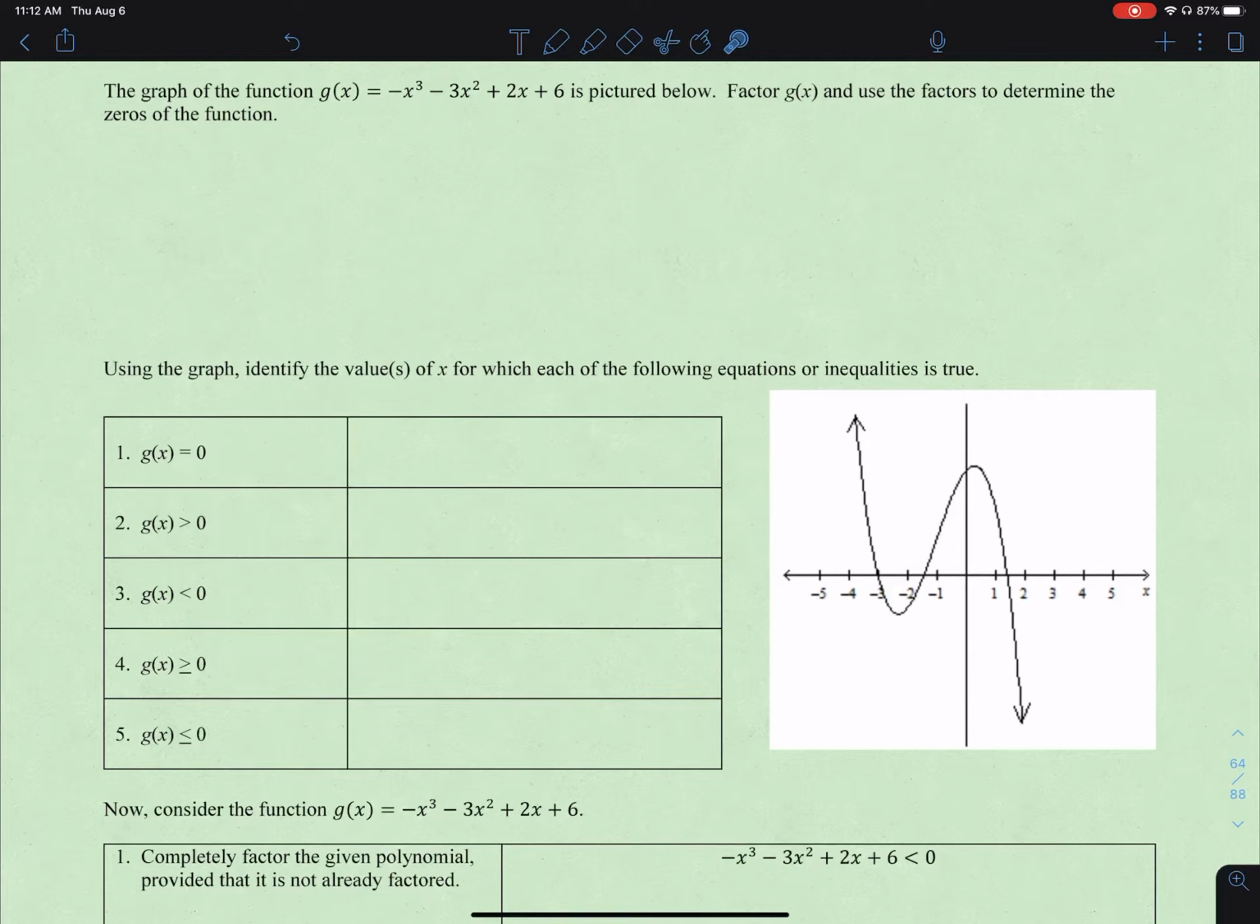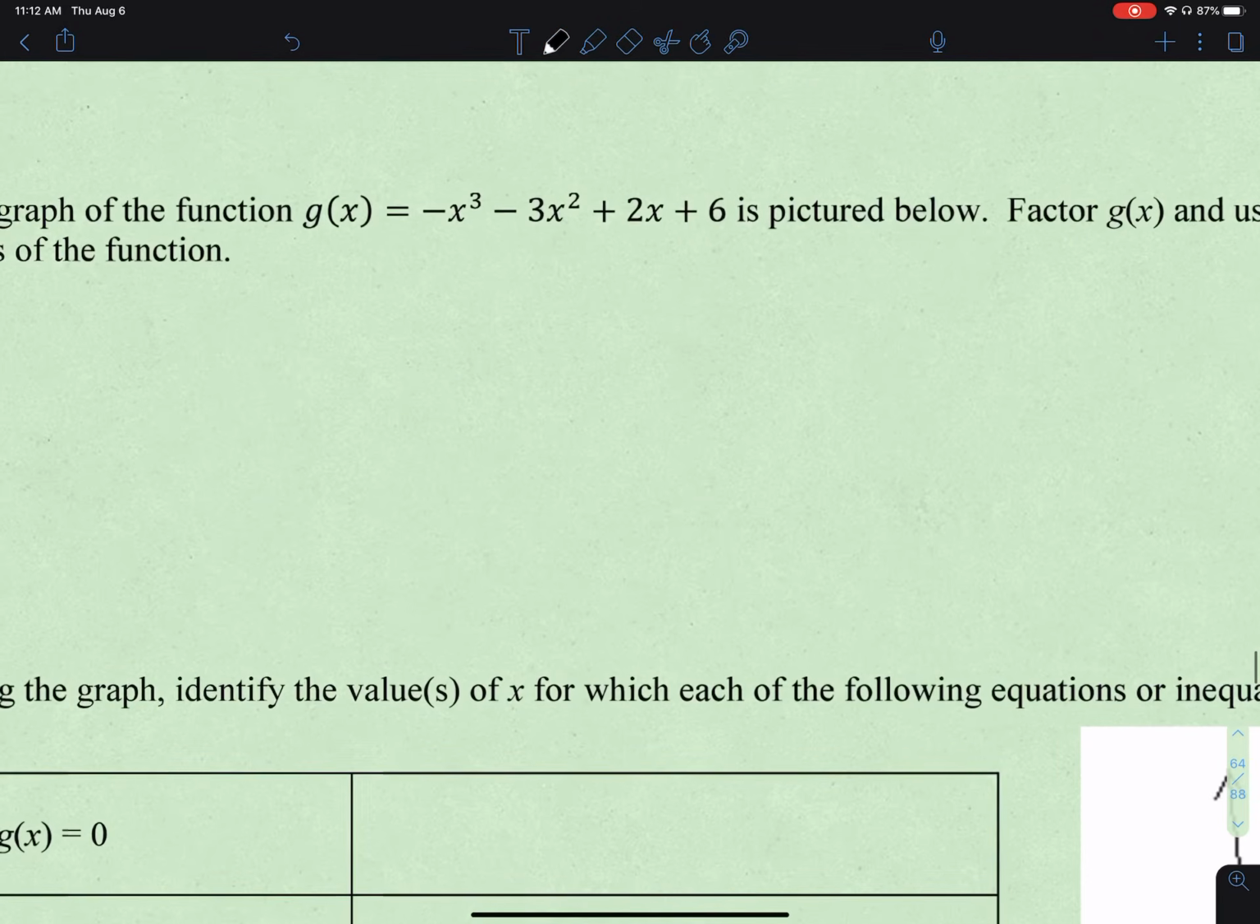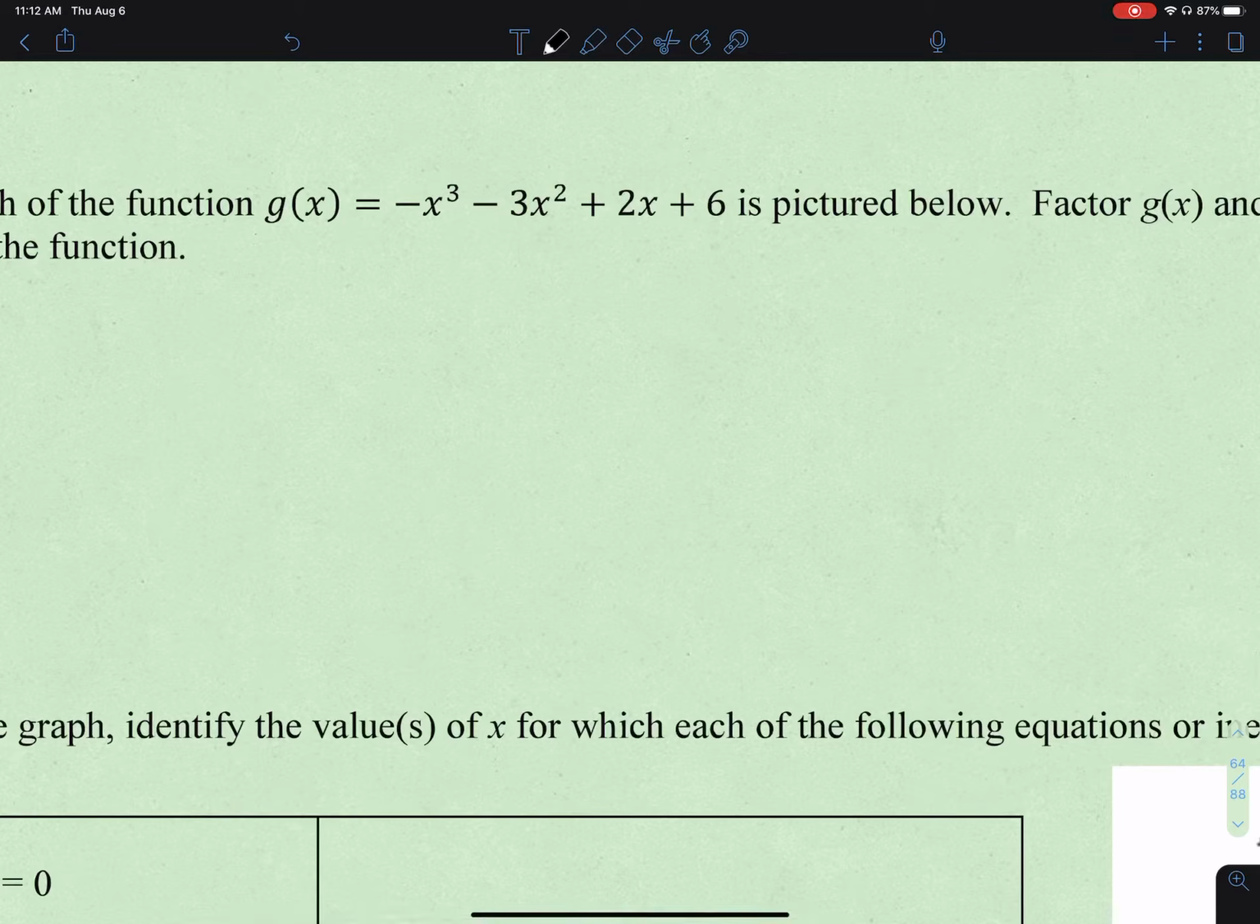Everything's set up the same as it was for the previous one. Graph is shown. Factor g of x. Use the factors to determine the zeros of the function. All right, well, let's do that. I'm going to factor out, actually, no, there's no GCF here. I'm going to set this equal to 0. I'm going to factor by grouping. Since the second group is all positive and the first group has negatives in it, I'm going to factor a negative out of the first group.